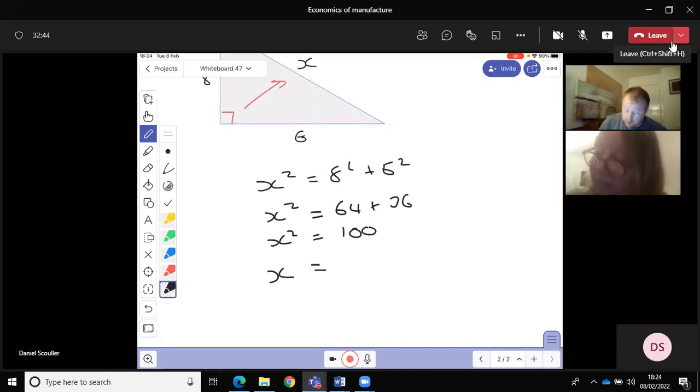Then we're just taking that square across. It becomes a root. Root 100 equals 10. Okay, remember the units in this. So say that was in centimetres, just remember the units. Just be careful with that one.